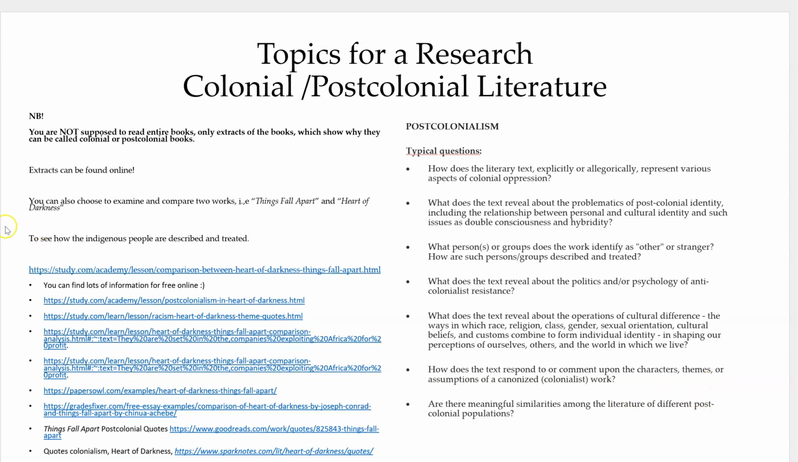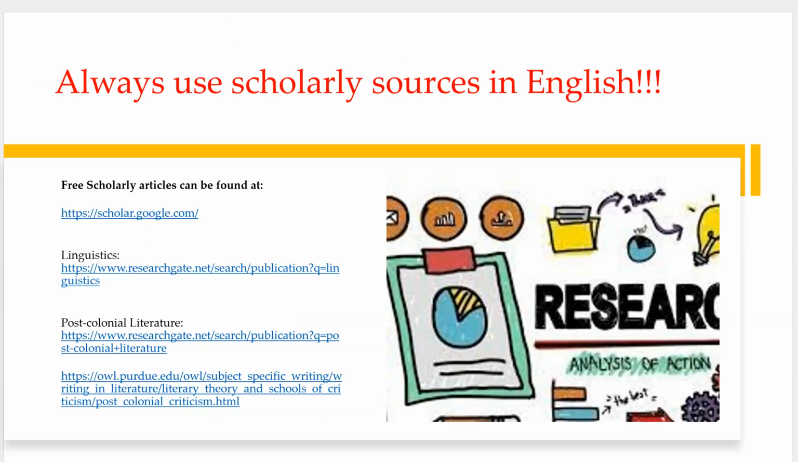And here you can find lots of information for free online. There are even, on study.com, some small films to learn more about this, and they are free, so you don't have to pay. And as always, use scholarly sources in English. You can find them on Google Scholar, scholar.google.com. You can find them on ResearchGate, of course, or on OWL Purdue, that's a university in America.